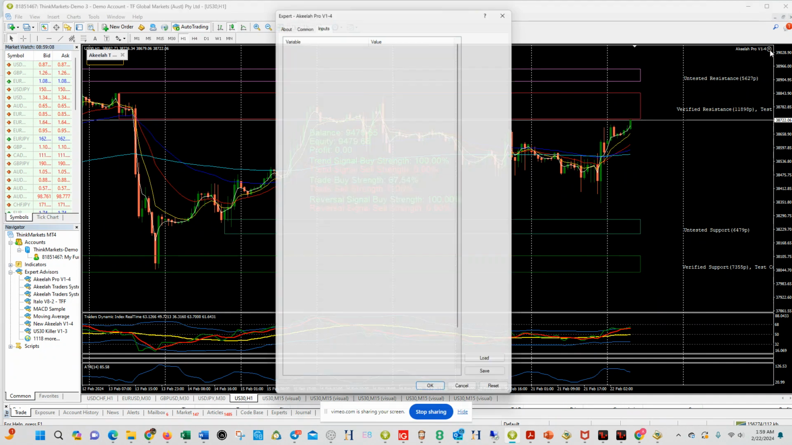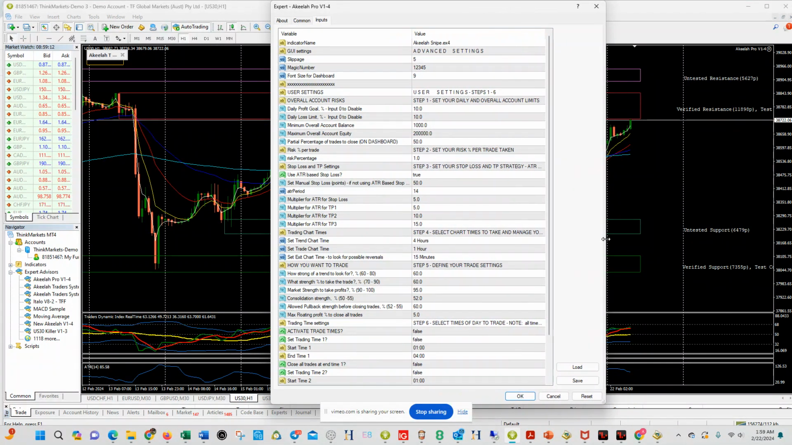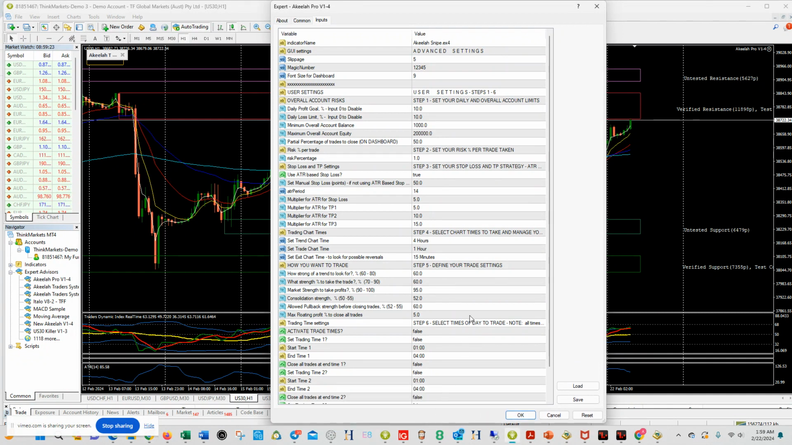Okay, so let's look at the actual settings in here now that I gave just a general overview of what the strategy is going to be doing. Let me go and expand. We don't have a lot of settings in here. This pro version actually has fewer settings than our standard trading system. So let's dive in and take a look at these.